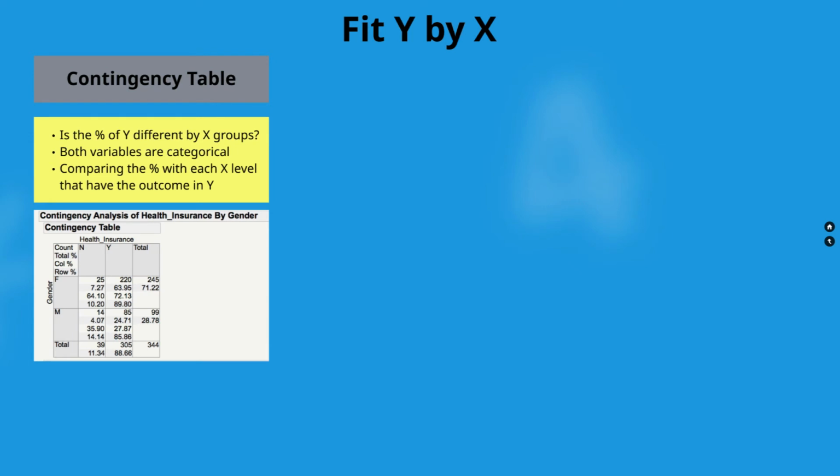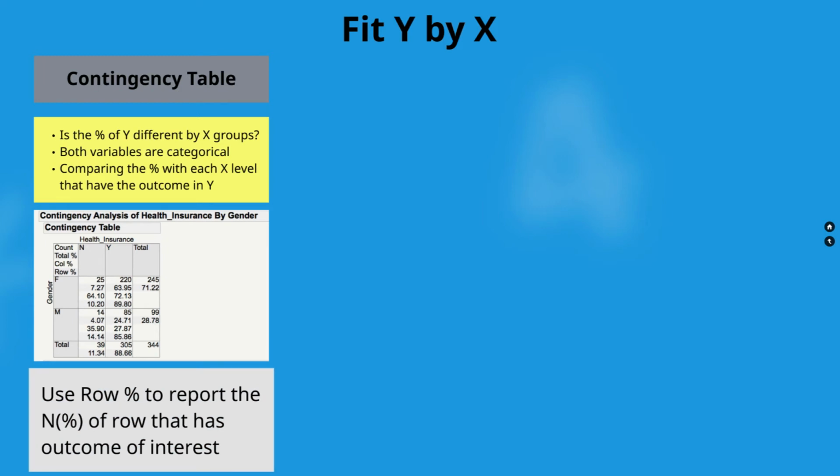You get a contingency table, or a 2 by 2 table in this example, because gender has 2 levels and whether or not someone has health insurance has 2 levels. We want to use row percents to report the n and percent of each row that has the outcome of interest. For this example, you would want to say that of females, 89.8% of them have health insurance, and of males, 85.9% of males have health insurance.